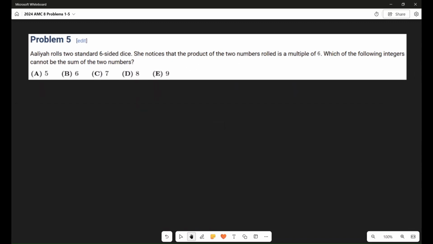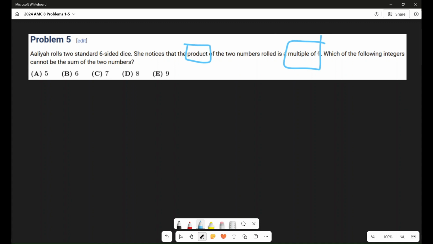Aliyah rolls 2 standard 6-sided dice. She notices that the product of the 2 numbers rolled is a multiple of 6. Which of the following integers cannot be the sum of the 2 numbers? So, the interesting condition in this problem is that she notices the product of the 2 numbers is a multiple of 6.